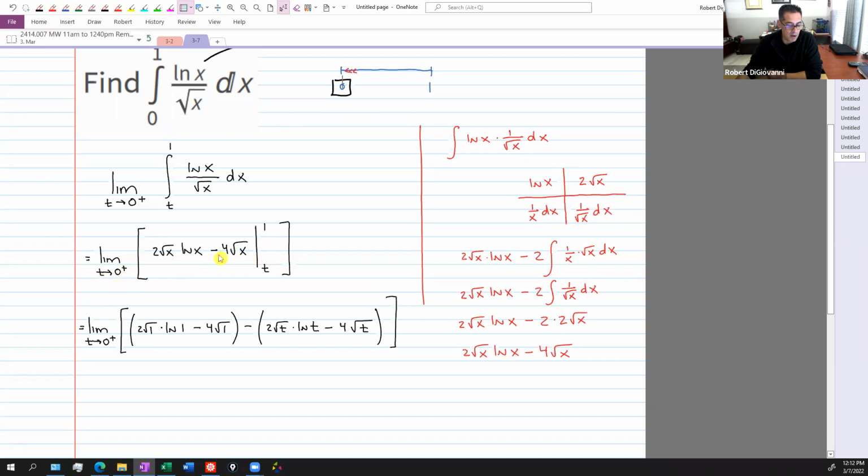And I take that, put it right here. Limit, t goes to 0 from the right. Here's 1, here's t. Plug in 1, boom. Plug in t, boom. Questions there? Questions up to that point?